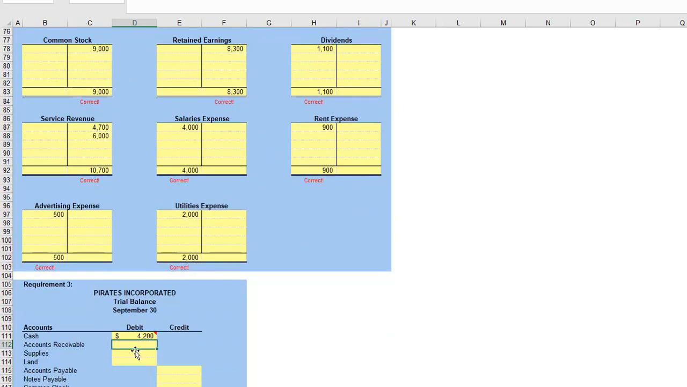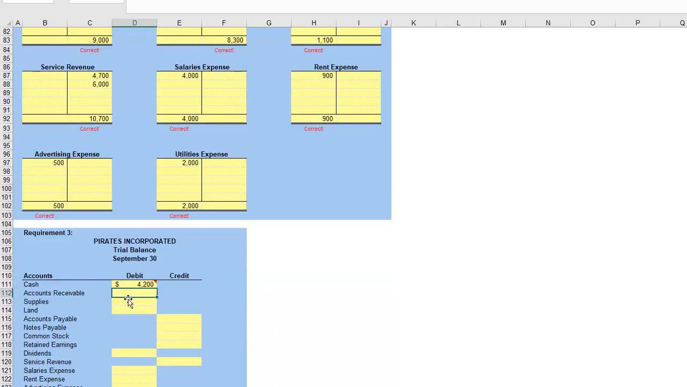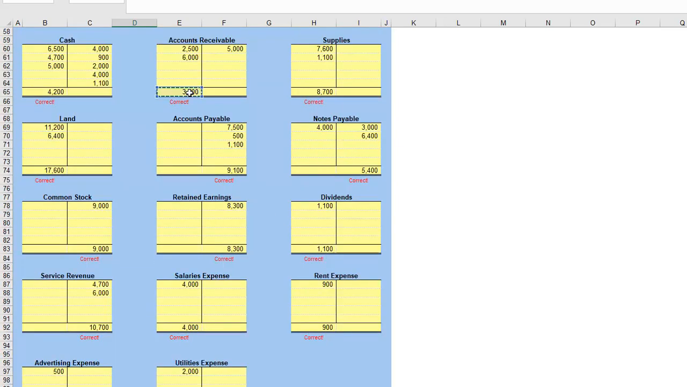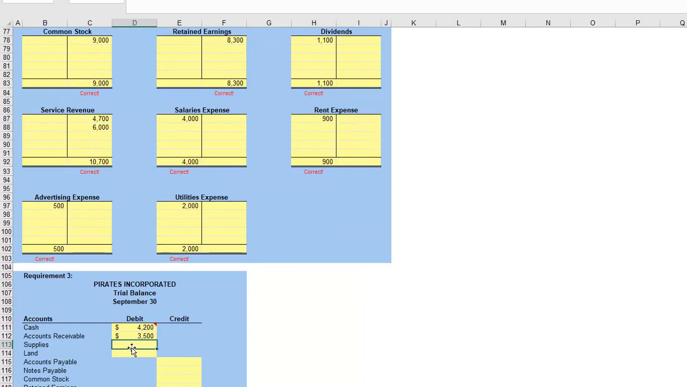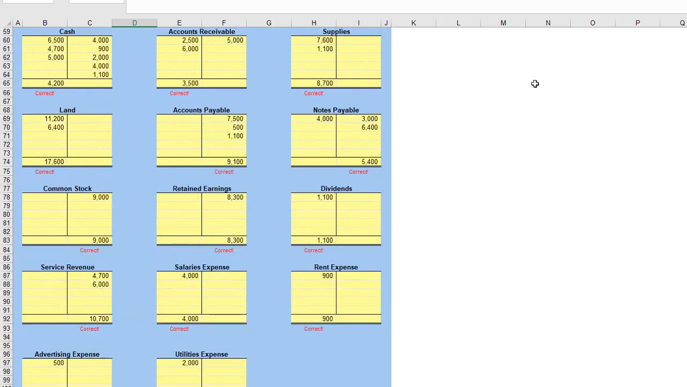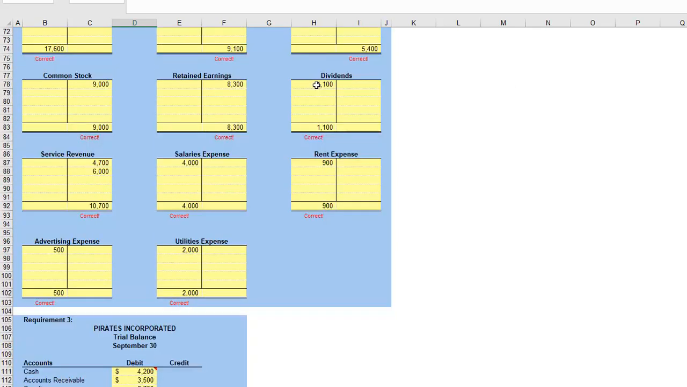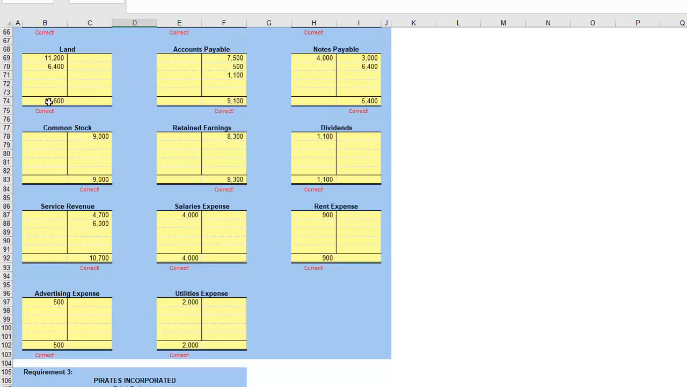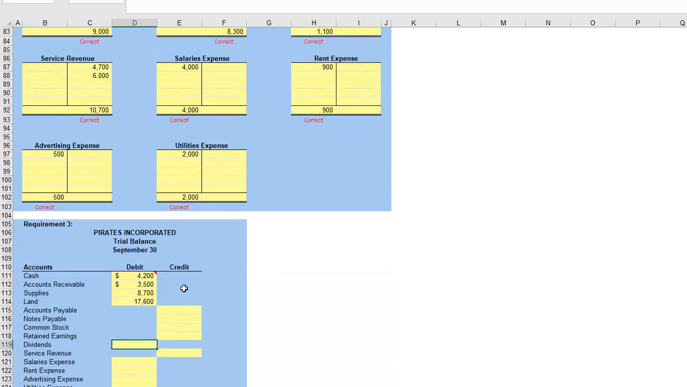Accounts receivable also has a debit balance because it is an asset. So I'm going to grab my accounts receivable balance of $3,500. I'm going to grab my supplies balance, also an asset, so it's on the debit side. Land has a debit balance because it's an asset as well. There we go. Now we're switching to credits.